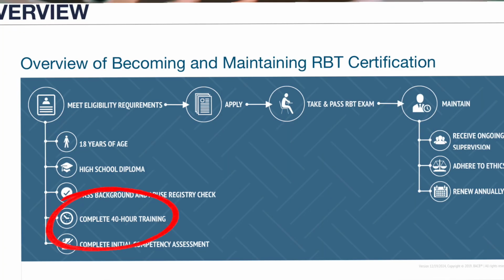So before you can even move on to any of those other steps, the first step is you have to complete a 40-hour RBT training, and it breaks down applied behavior analysis. Yes, the same applied behavior analysis that we go to grad school for. They're giving it to you in 40 hours.